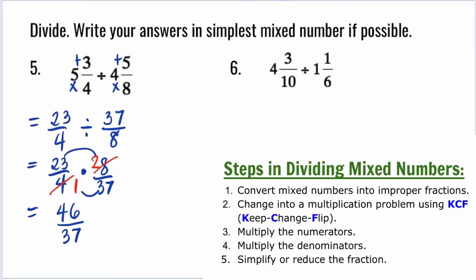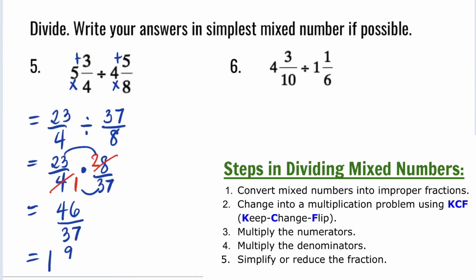How many 37s can go into 46? 1, right? 1 times 37 is 37. And if we subtract 37 from 46, the remainder is 9. And we write the remainder as 9 over denominator 37. So the answer is 1 and 9 over 37.